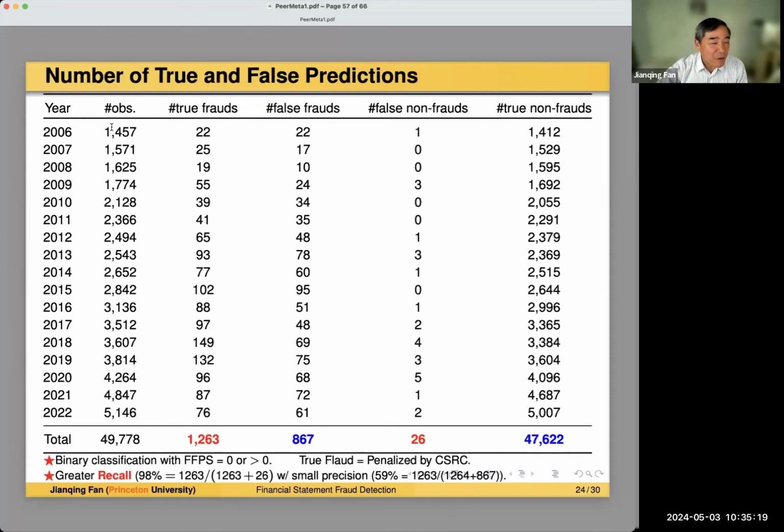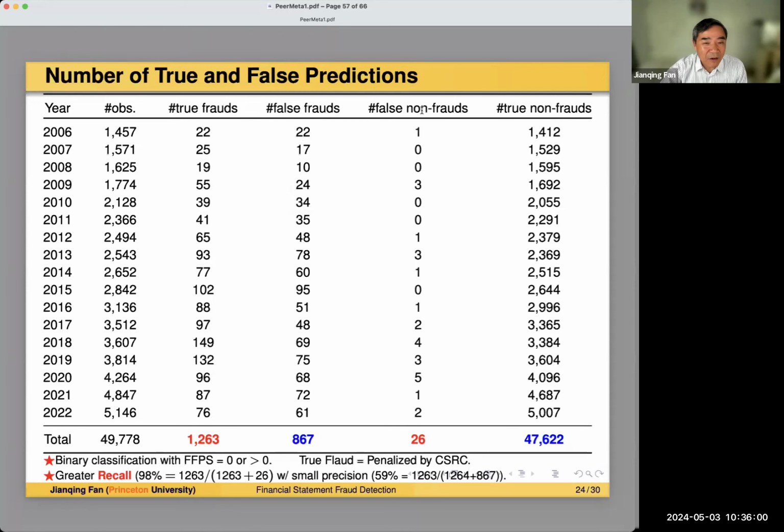Again, because we use a 5 year period, our first learning sample is 2006, right? So this is the outcome. This is the number of firms in 2006. Among those, 22 were true fraud. I mean, these really committed financial fraud, and were penalized by the authorities. And then, of course, there are 22 false frauds, meaning that among 44 being called fraud, half of those I made a mistake on, and half of those are correct.